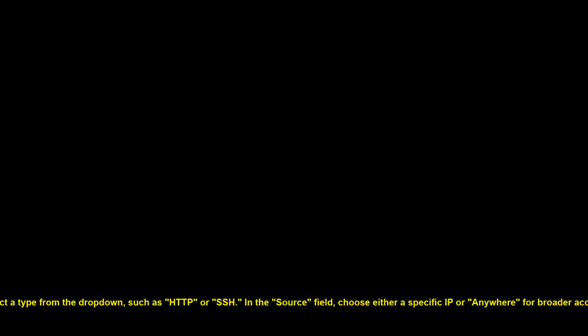Now, proceed to the Inbound Rules tab. Click on Add Rule to define permitted traffic. Select a type from the drop-down, such as HTTP or SSH. In the source field, choose either a specific IP or anywhere. Repeat these steps to add additional rules as needed.